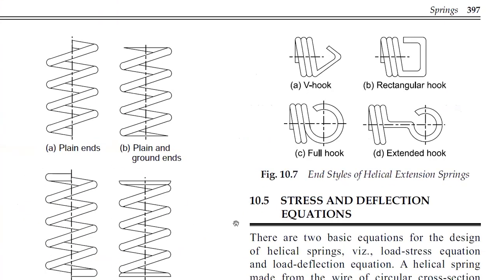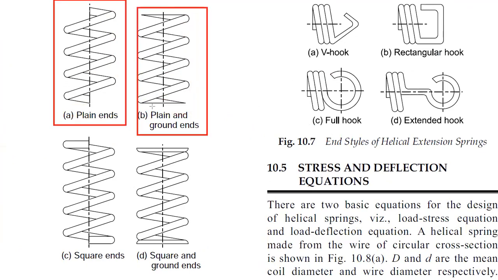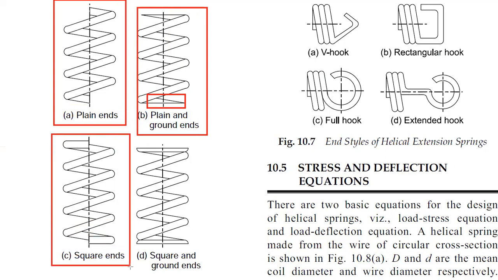Let me show you the figure of the same. You can see here 4 different types of end. One is a plane end. This one is plane and ground. You can see it is ground over here. This one is a square end. At the end you will see this is square. This is the square and ground end.